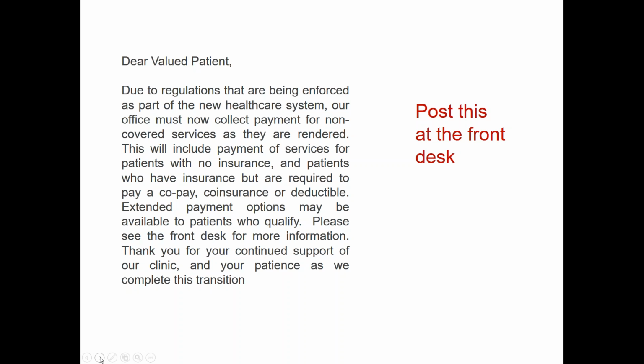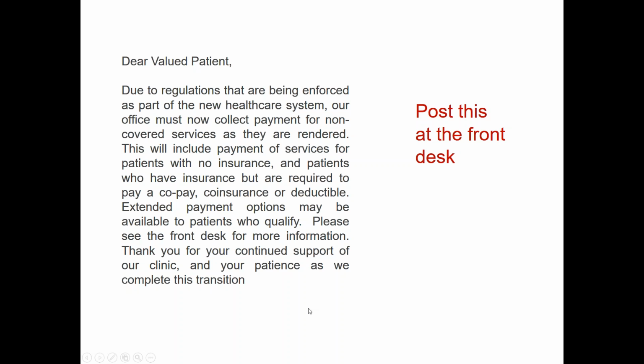This will include payment of services for patients with no insurance and patients who have insurance but are required to pay a copay, coinsurance, or deductible. Extended payment options may be available to patients who qualify. Please see the front desk for more information. And thank you for your continued support of our clinic and your patients as we complete this transition.